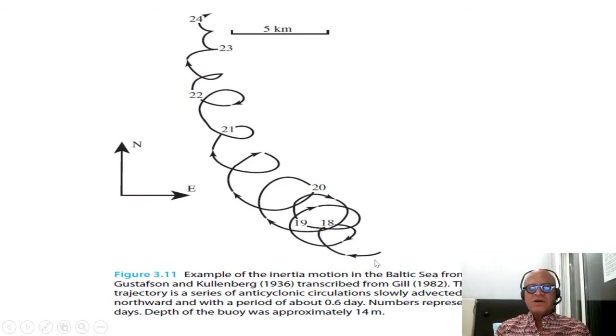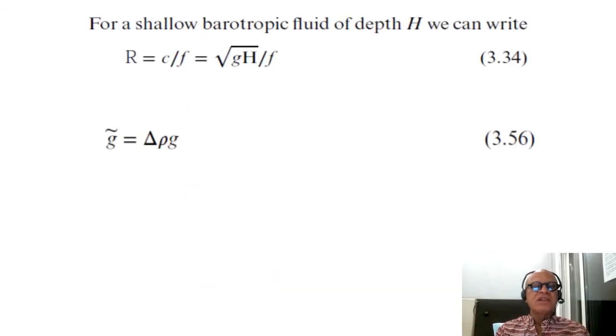This is from the Baltic Sea. This is days going from 18 to 24 with a period of about 0.6 day, which corresponds to the Coriolis at that latitude and the buoy's depth at 14 meters. So that's pretty close to the surface, essentially in the mixed layer, slightly away from the direct wind forcing, so frictional effects don't kill away the inertial circles.